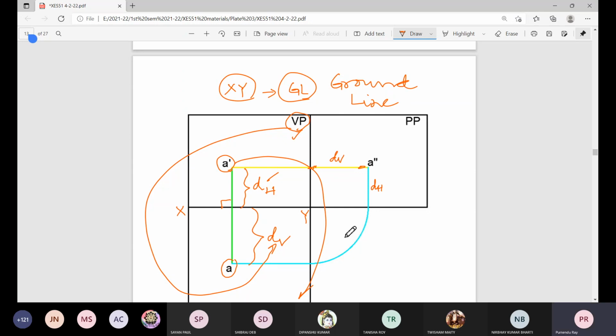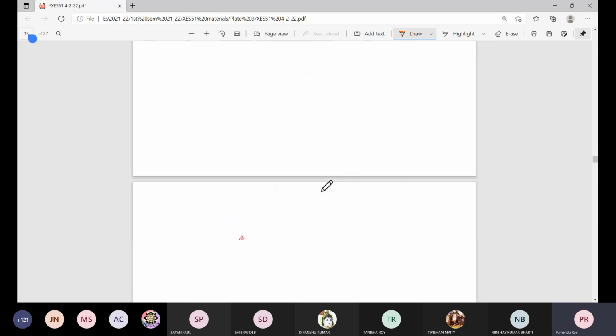And once we have that information, next formality is we forget about these individual three cardboards which have formed this VP, HP and PP, not in its 3D model like thing. This space has been opened to give a plane surface. HP rotated through 90 degrees about XY, PP rotated through 90 degrees about this line of intersection between VP and PP.